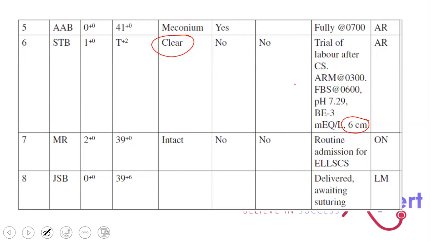Okay. After 2 hours completion, if she has not delivered, then we will do the operative vaginal delivery, if the Bishop's score is favorable. If it's not favorable, then we will proceed with the emergency C-section.